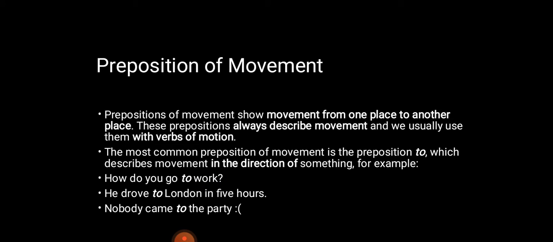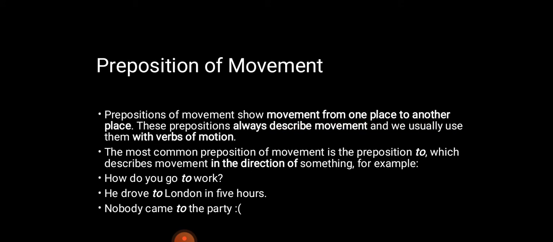He drove to London in 5 hours. 5 ghante mein wo London gaya, theek hai? So to London means ye movement bata rahi hai ki wo is jagah se us jagah travel kiya, usne movement ki hai. Nobody came to the party. Koi bhi party mein nahi aaya. Nobody came to the party. So here the to is the most common preposition that is used for the direction. Okay, the most common preposition of movement is the preposition to, which describes movement in the direction of something.